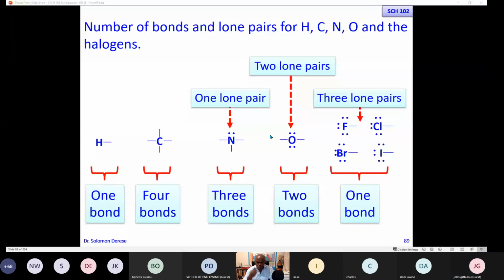2. So those two electrons will appear as lone pair. Okay.